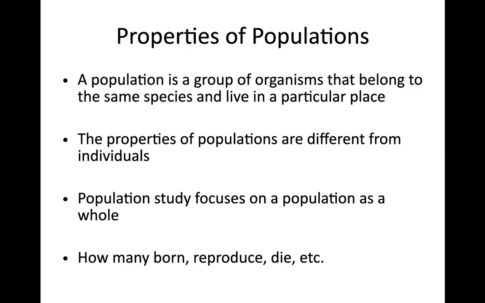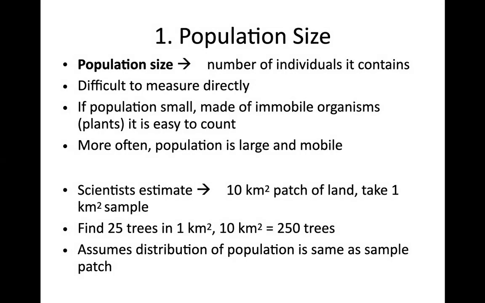So the two main characteristics of a population are population size and population density. So population size obviously is just how big it is, how many individuals the population contains. Depending on the kind of population you're looking at, this might be difficult to measure directly. If the population is small, it might be easy to count if the organisms that you're studying are sessile or immobile, meaning they don't move, like plants.